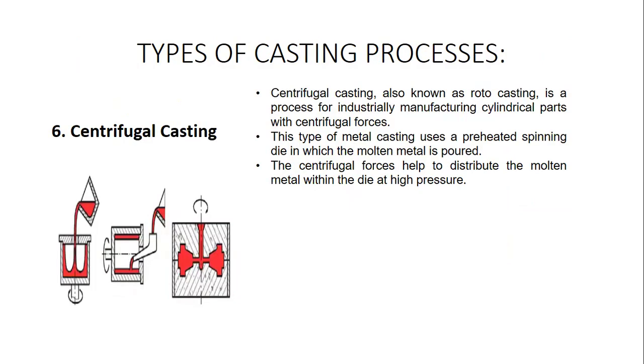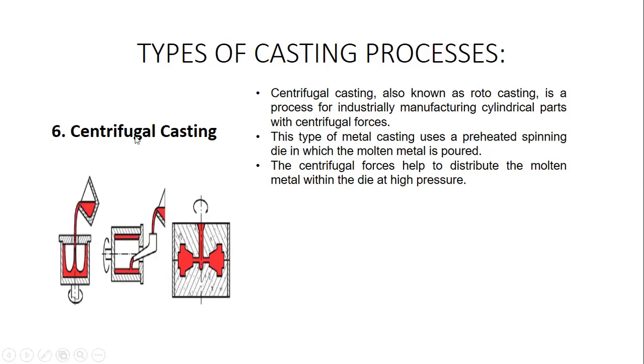Next one is centrifugal casting. Centrifugal casting can otherwise be considered as roto casting. Normally, this casting process is preferred for manufacturing cylindrical parts by applying centrifugal force on the die. This type of metal casting uses a preheated spinning die in which the molten metal is poured.